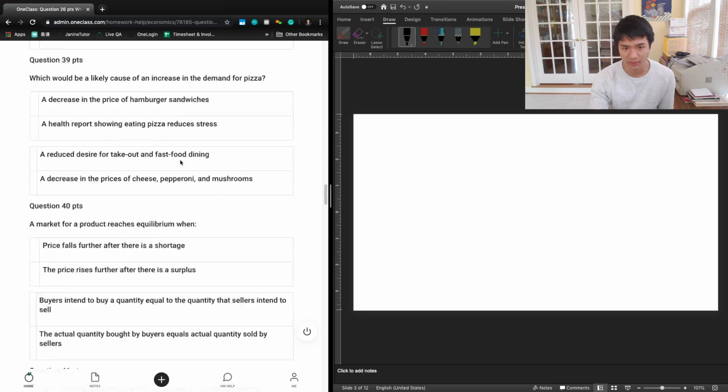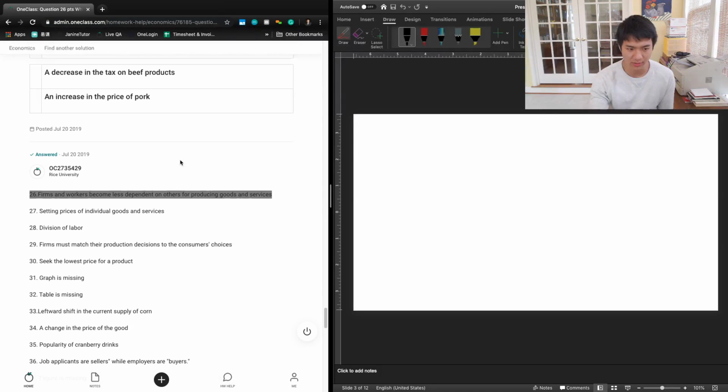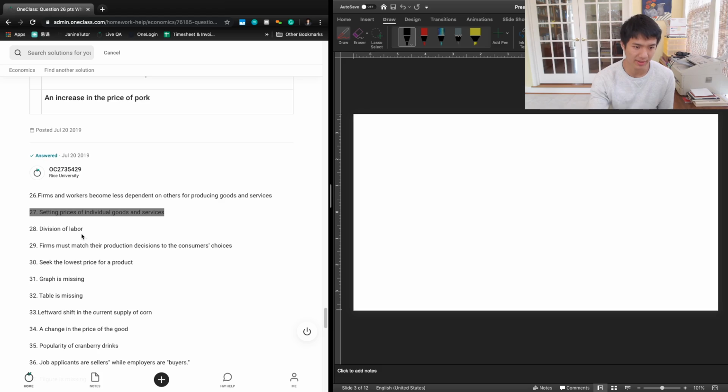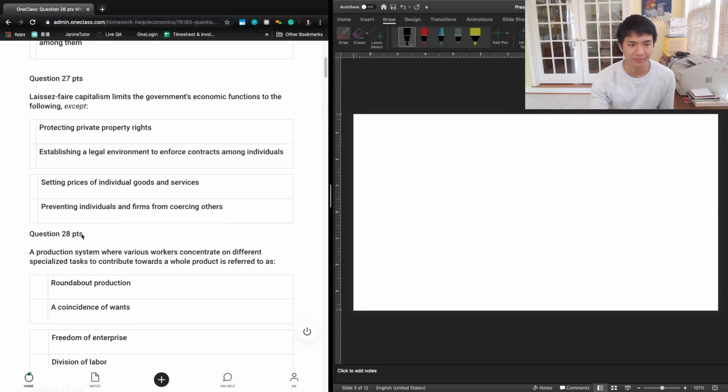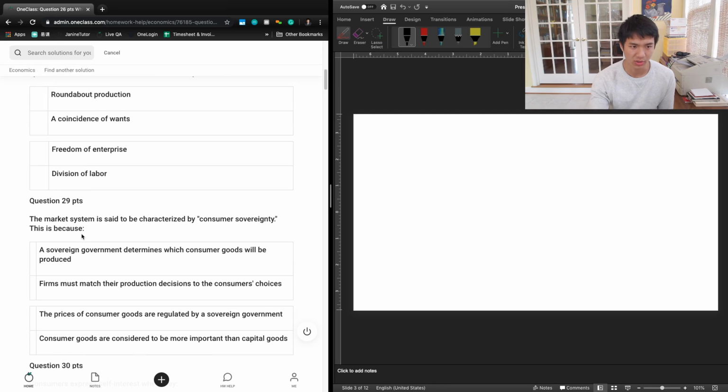We can take a look at the previous tutor's answers to see if they match up with ours. So at number 27, they said setting prices of individual goods and services as well, which is good. So great, we can move on to the next question.